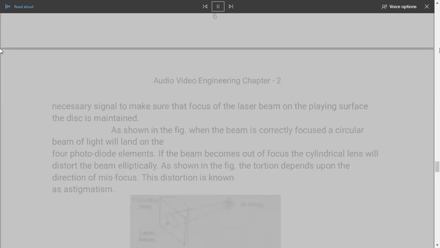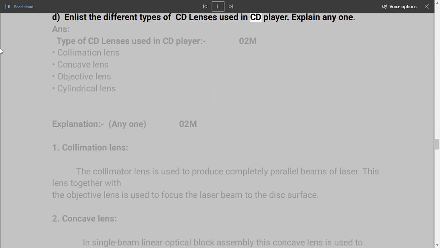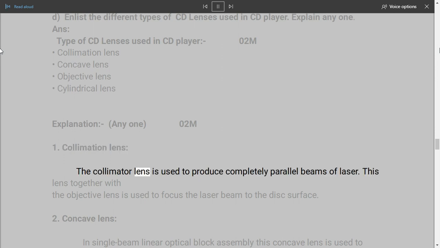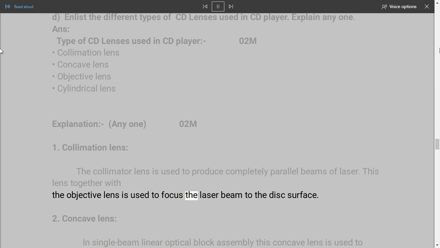D. Enlist the different types of CD lenses used in CD player. Explain any one. Answer: types of CD lenses used in CD player, 2 marks: collimation lens, concave lens, objective lens, cylindrical lens. Explanation, any one, 2 marks. 1. Collimation lens. The collimator lens is used to produce completely parallel beams of laser. This lens together with the objective lens is used to focus the laser beam on the disc surface.